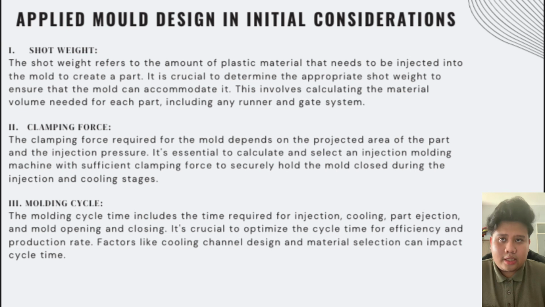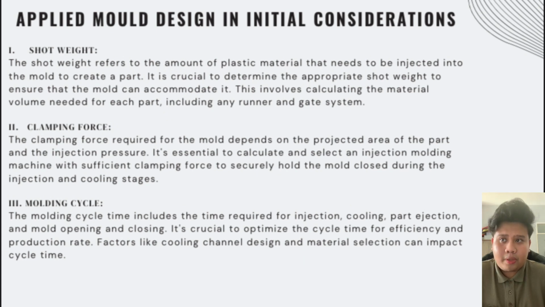Apply mold design in initial consideration. First, shot weight. The shot weight refers to the amount of plastic material that needs to be injected into the mold to create a part. It is crucial to determine the appropriate shot weight to ensure that the mold can accommodate it. This involves calculating the material volume needed for each part, including any runner and gate system.